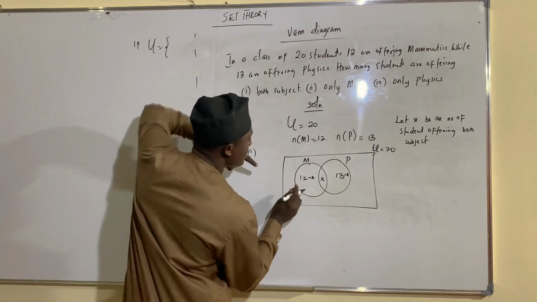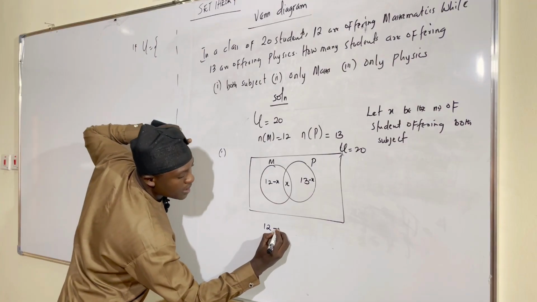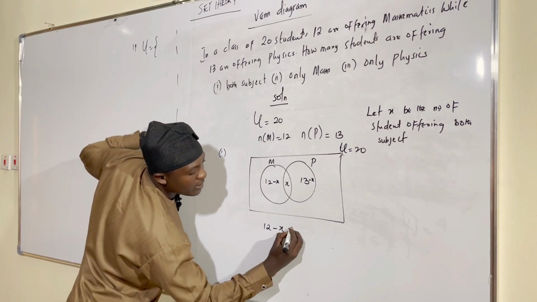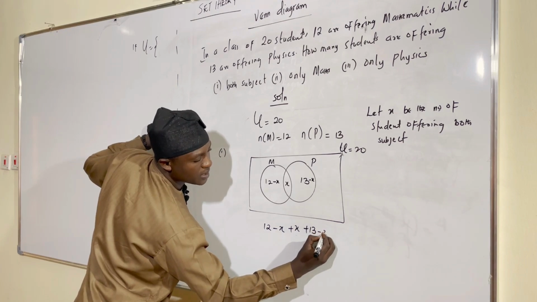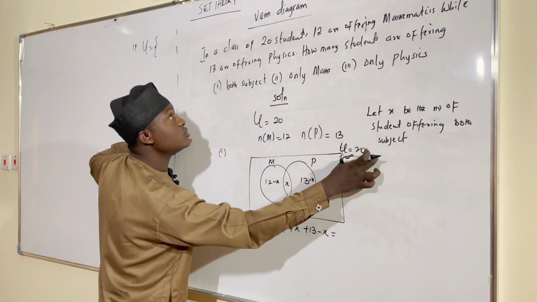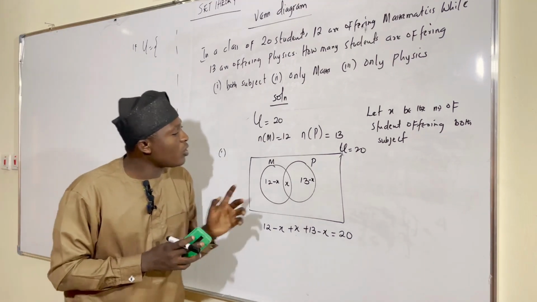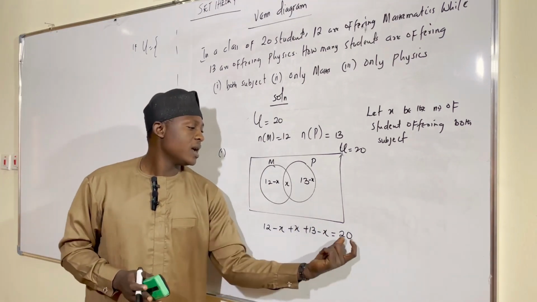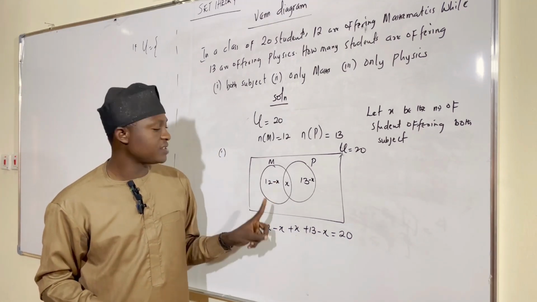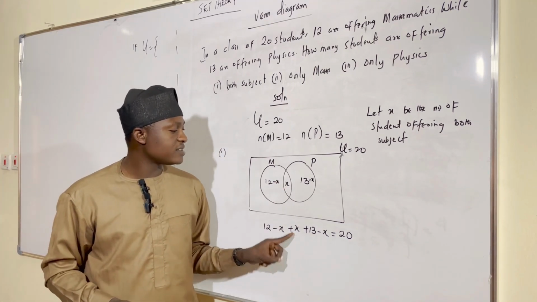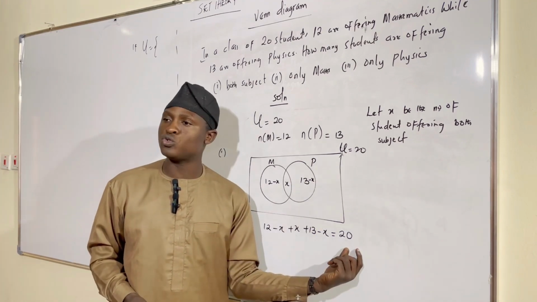So from here now, you can see the first one we have here is 12, right? Minus X. Second one here we have plus X. What we have here is 13 minus X. Then their total, recall their total is equal to 20. You can see it's straightforward. All we have in the set, we add them together and equate them to their total. That is 12 minus X plus X plus 13 minus X. Everything is equal to 20.